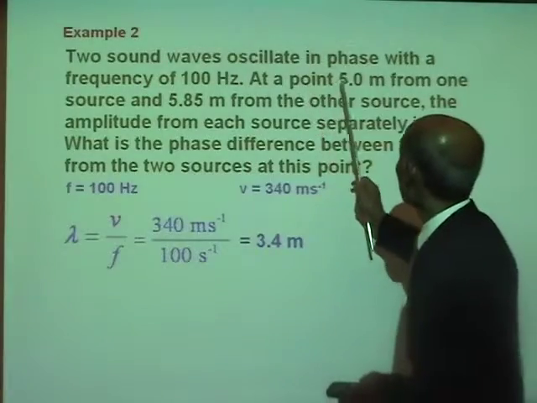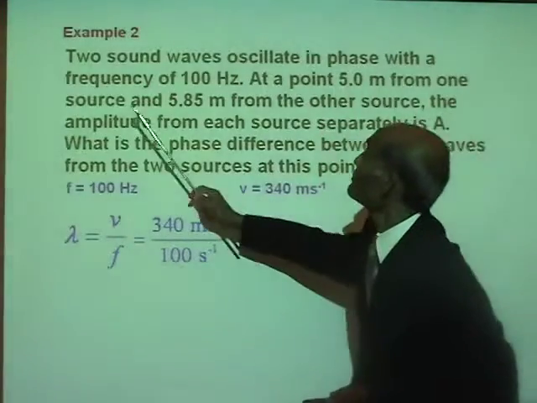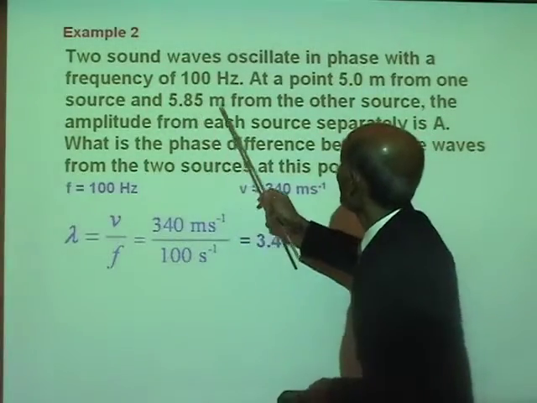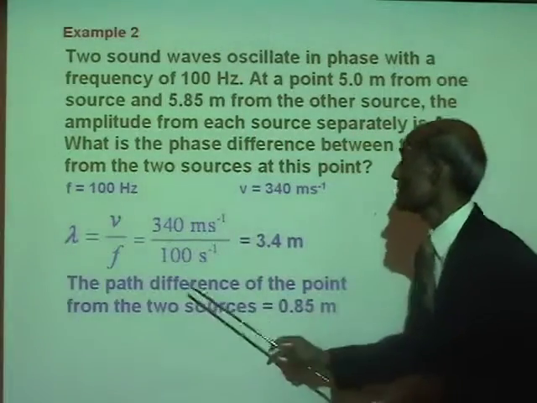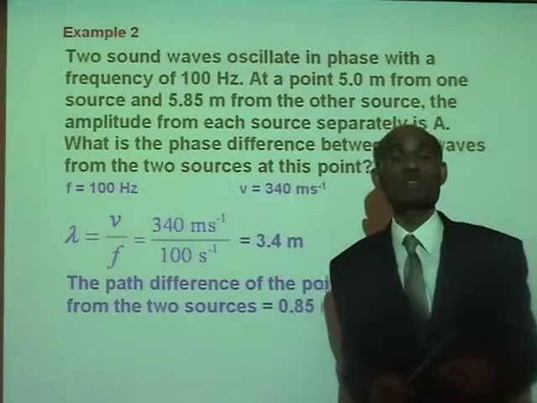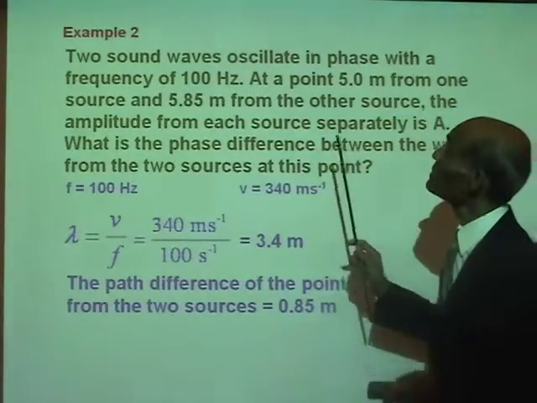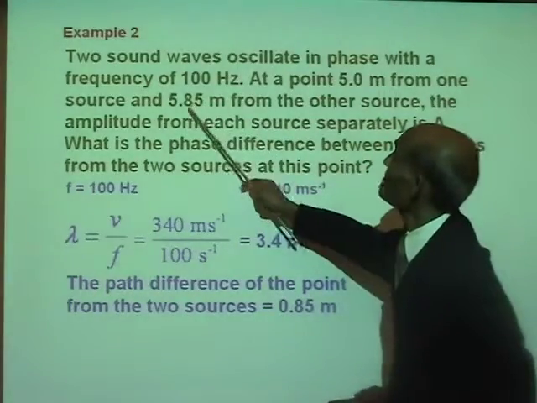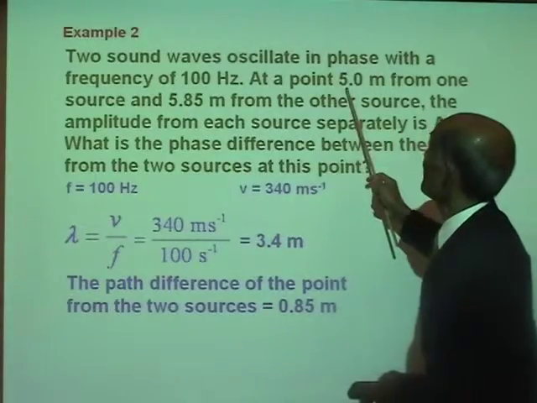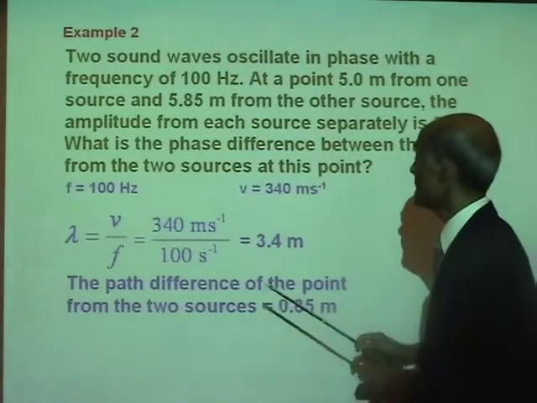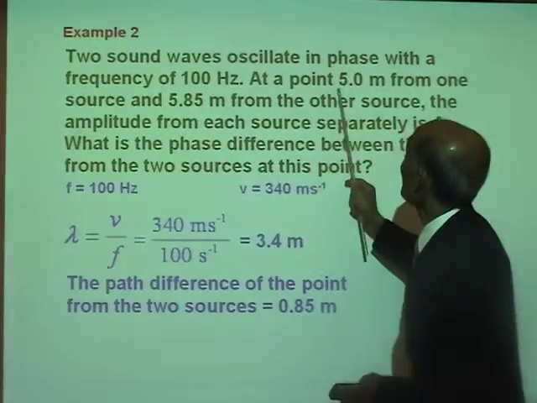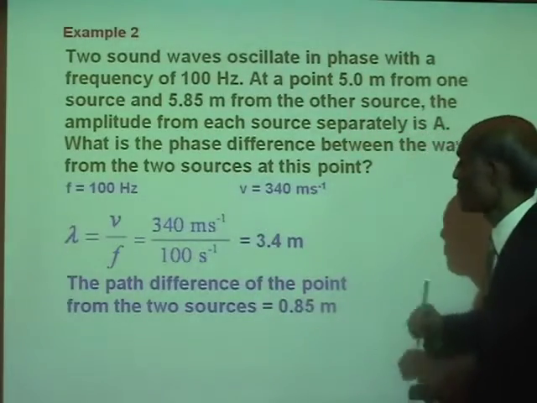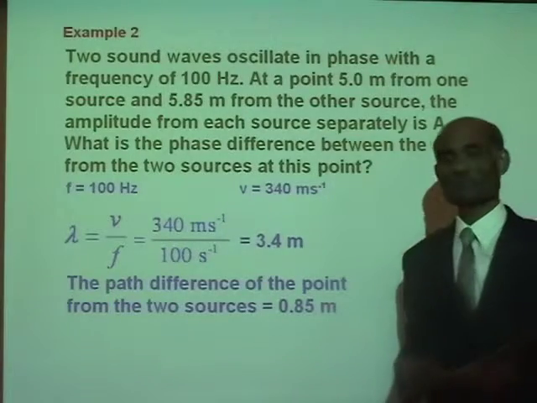Now, at a point 0.5 meter from one source and 5.85 meter from the other source. So, what is the path difference between the two waves? The distance from one source is 5.85, and from the other source is 5 meter. That means the path difference is 5.85 minus 5, which is 0.85 meter.